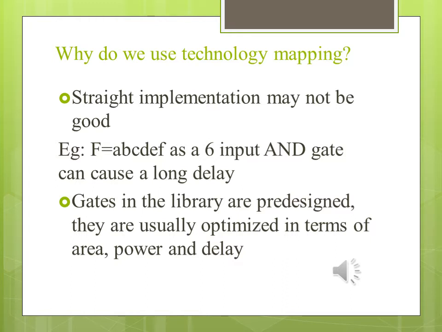Why do we use technology mapping? The straight implementation may not be good. Example, F equals A, B, C, D, E, F as a 6-input AND gate can cause a long delay. Gates in the library are pre-designed. They are usually optimized in terms of area, power and delay.